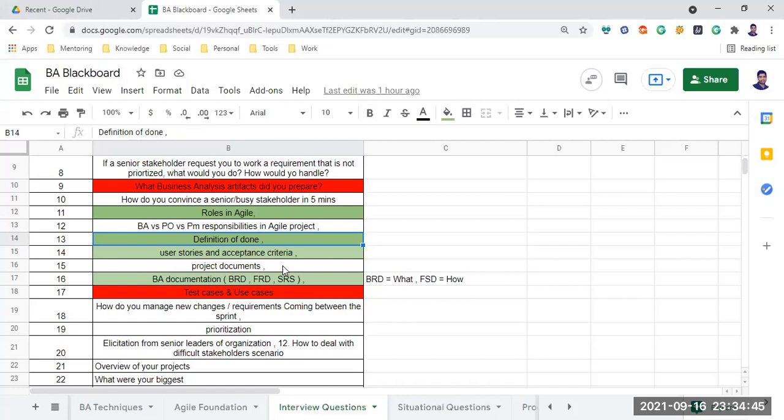It is the agreed means of determining which sprint items were completed at the end. So what is the output? That is what the definition of done is.